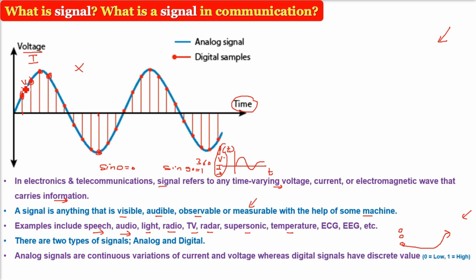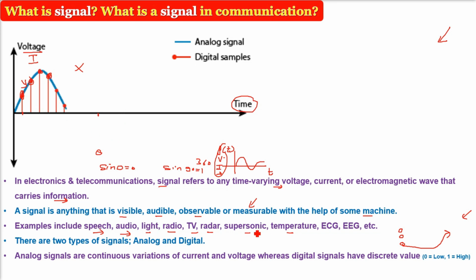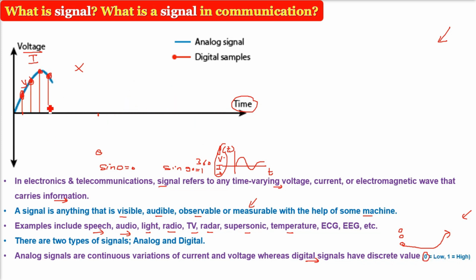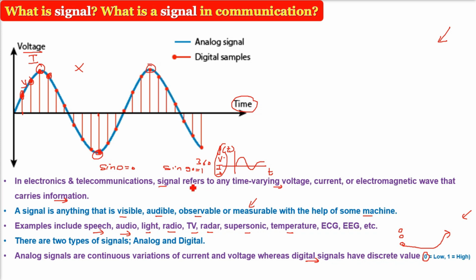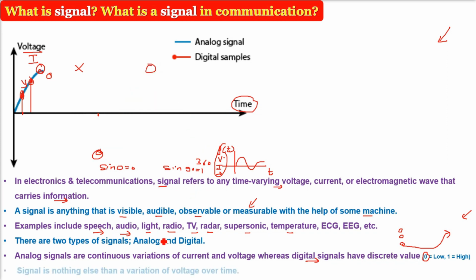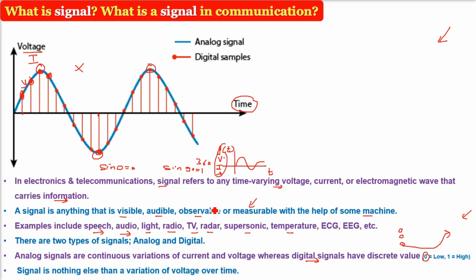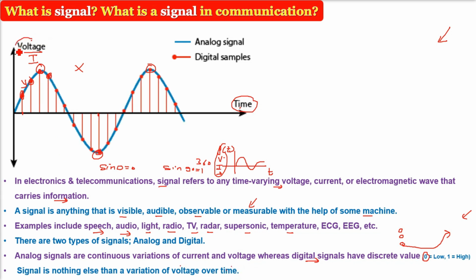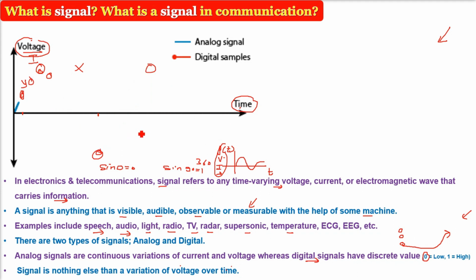So digital signals are discrete values. They are non-continuous values. That is, they can only have two values, either 0 or 1. And these are nothing but voltages. In analog also, and in digital also, they are only voltages. So a signal is nothing else than a variation of voltage or any other physical entity over time. This is just an example I am showing you of the graph of voltage and time.